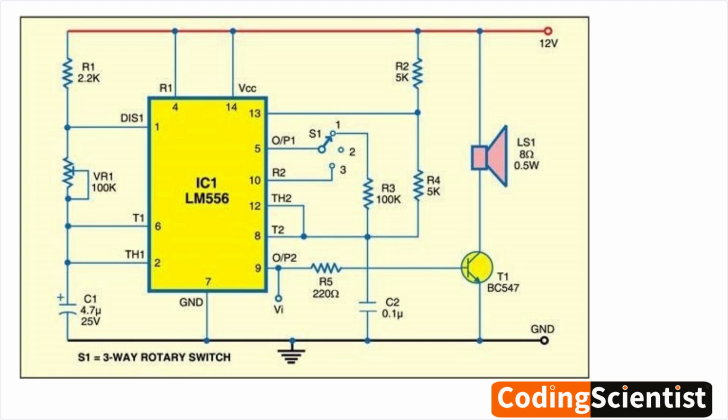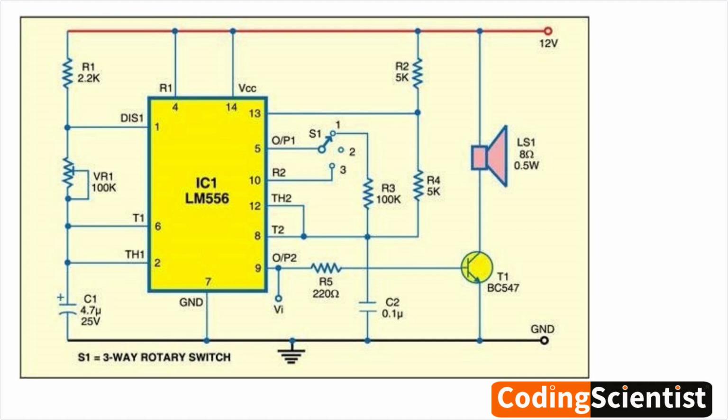555 timer IC1. This versatile IC is configured as an astable multivibrator. It generates a continuous square wave signal whose frequency is determined by the values of resistors R1, R2, and capacitor C1. Rotary switch, S1. This 3-way switch allows you to select different values for resistor R2, effectively changing the frequency of the 555 timer and thus producing different tones.